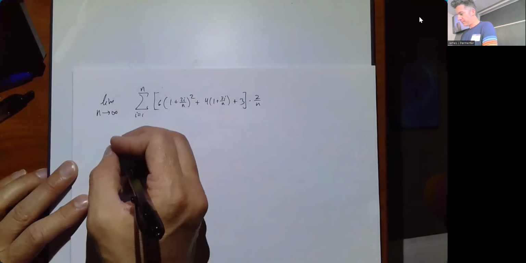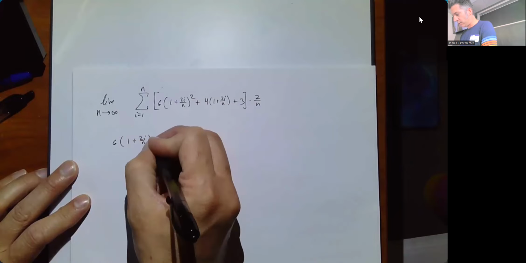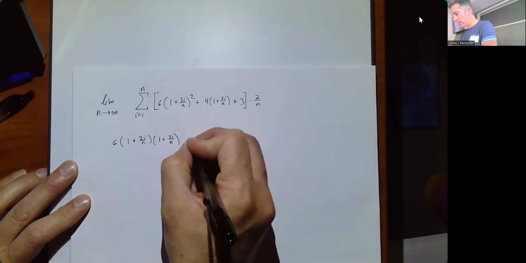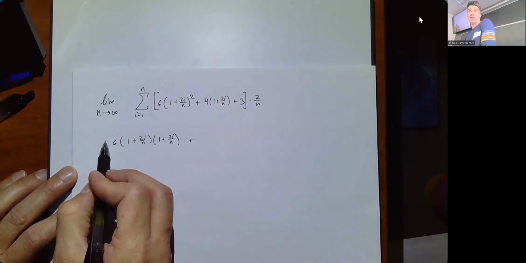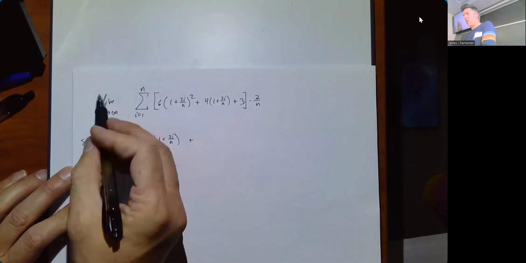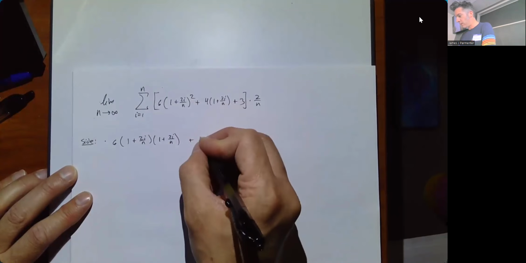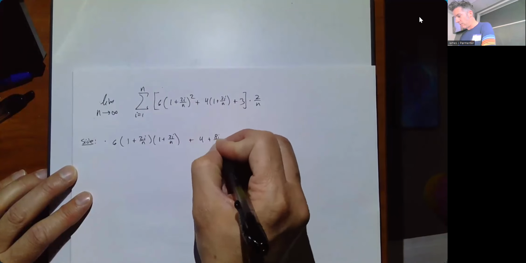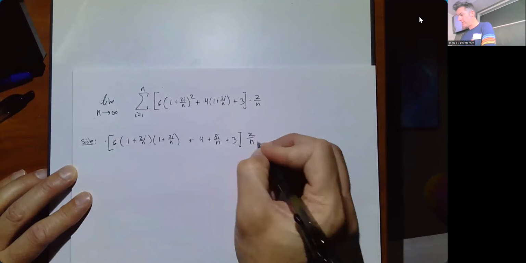So let's see, I've got 6 times (1 plus 2i over n) times (1 plus 2i over n). Here's what I point out, though: I'm not going to say that this is equal to this. They're not the same. I didn't write the limit or the sum. I'm doing some side work right here, just to not have to write out all this garbage every time I'm trying to simplify my expression. So distribute the 4: plus 8i over n plus 3, and that's still all of that times 2 over n. There's all the inside stuff that eventually I'll throw back into the summation once I've gotten into a nicer place.